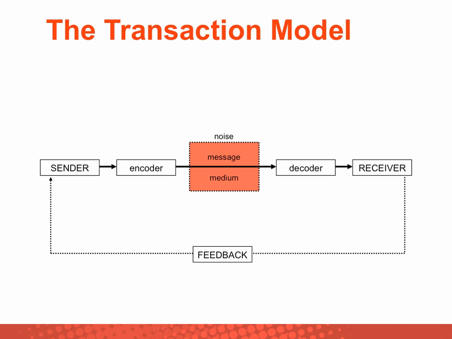So here we take the Shannon-Weaver model and we add a feedback loop. When the sender sends a message across the medium, the receiver then provides feedback, so the model works backwards and forwards. So there's an increased complexity in the way we think about communication there.